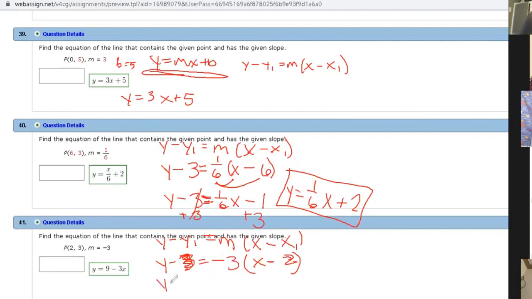So first we need to distribute that negative 3. So it'll be negative 3 times x, which is negative 3x. Then negative 3 times negative 2, which is positive 6. Then we have to add 3 to both sides. So our end equation will be y equals negative 3x plus 9.